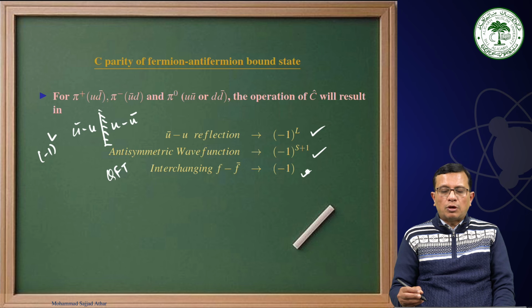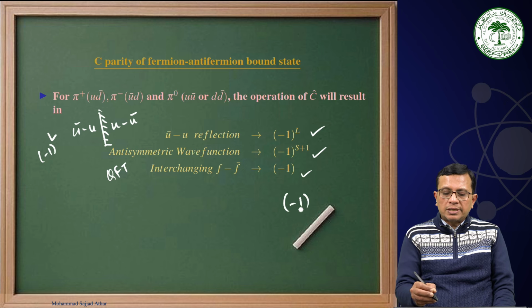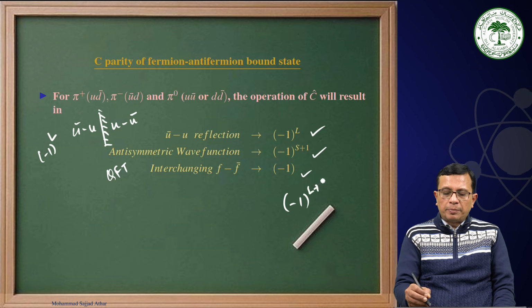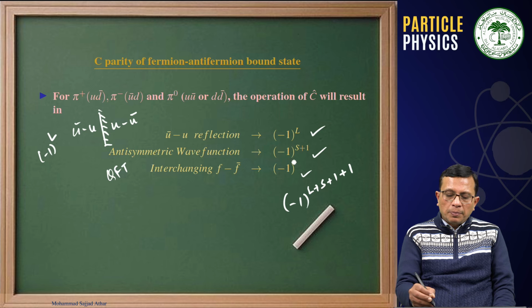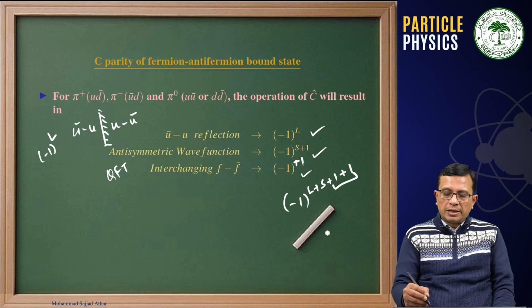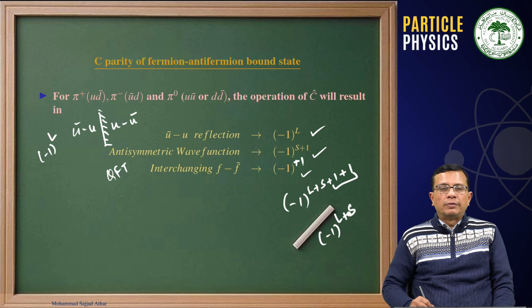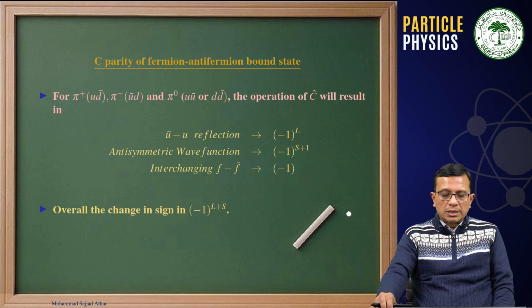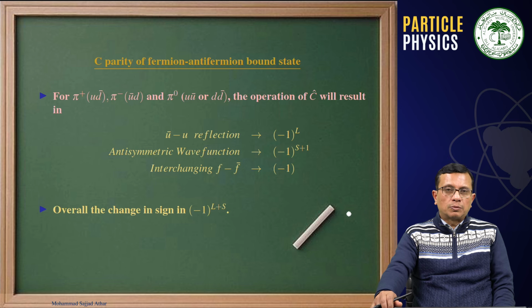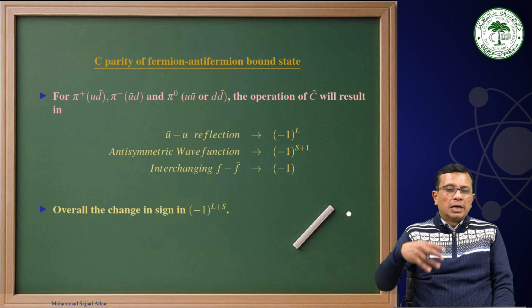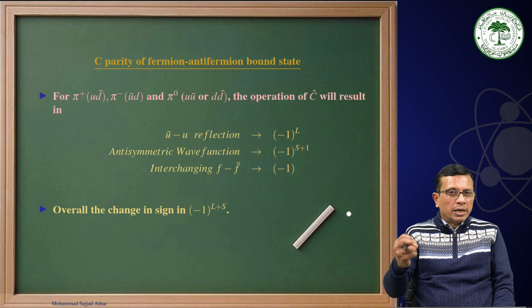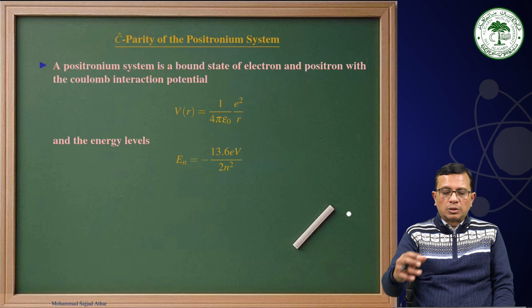Therefore, under the charge conjugation operation, the overall sign for such an FF bar system, where one is fermion and another is anti-fermion, is minus 1 to the power L plus S plus 1, with the extra minus coming from this part. This is even. That means overall there is a sign of minus 1 to the power L plus S when we are talking about a bound system. Therefore, overall the change in sign in a bound system is minus 1 to the power L plus S. L corresponds to the atomic state that we are talking about, whether it is S state or P state or D state, etc. And S is the total spin.